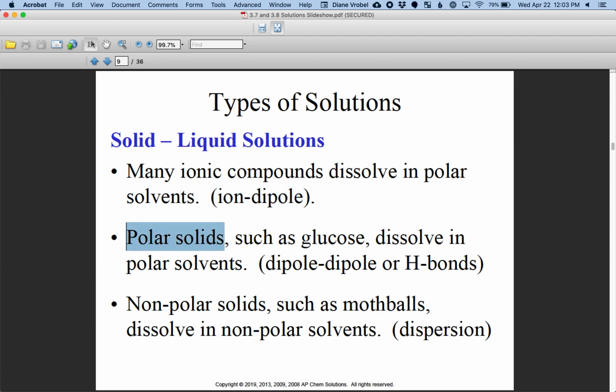You could also have polar solids. An example of that would be glucose or sugar. So as a result of it, you have dipole dipole, or you have hydrogen bonding that is occurring with those compounds. Now, also, you could have nonpolar solids such as naphthalene, which is mothballs, and they would be dissolved in a nonpolar solvent. So they would have to be in a solvent that mostly contains carbon and hydrogen, and as a result of it, we have London dispersion attractions.